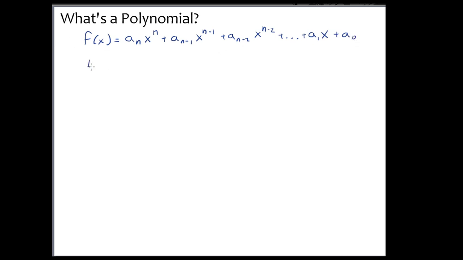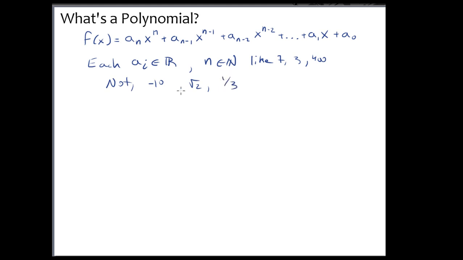And then each of these a sub n, a sub i's, we could call them. Each of these a's is a real number, and n is a natural number, like 7, 3, 400, something like that. Not -10, square root of 2, 1/3. That's not allowed for a polynomial.